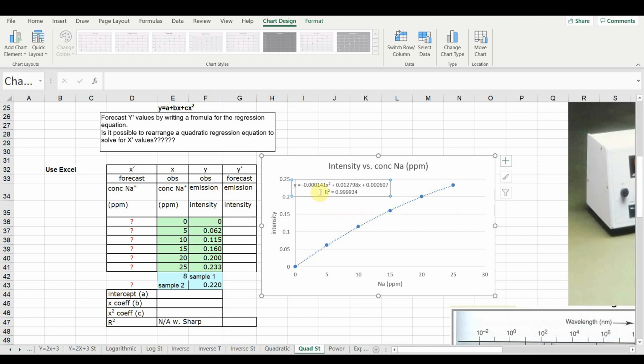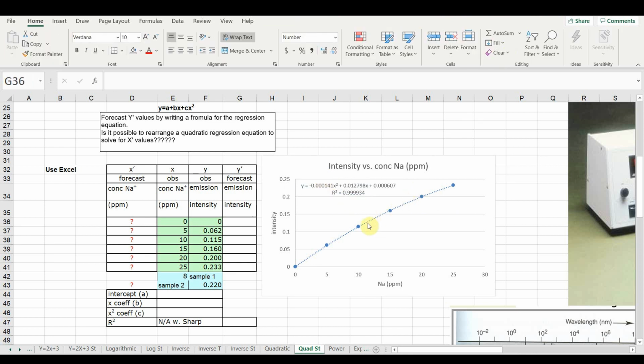And now at least I have 3 sig figs in my coefficient of x squared. So we'll have to very carefully copy the coefficients c, b, and a. Notice c is a negative term, so let's be careful with that.